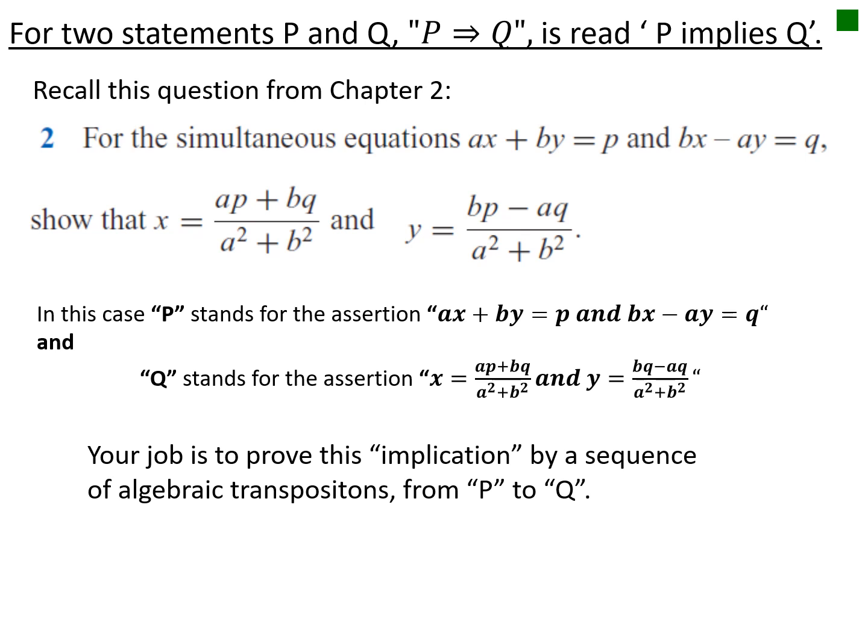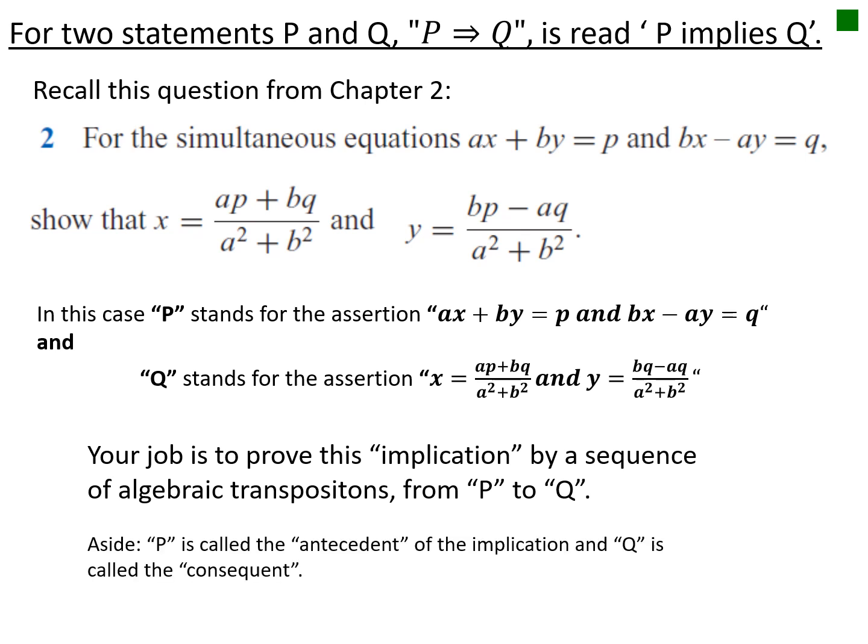So your job is to take P and show by a sequence of algebraic transpositions that we can arrive at Q via following the correct logical sequence of transpositions. So remember, you're not allowed to involve Q in P. It's all about altering P through a legitimate chain of logic until you arrive at Q. Just out of interest, you won't be tested on this, but P is called the antecedent of the implication, and Q is the consequent.